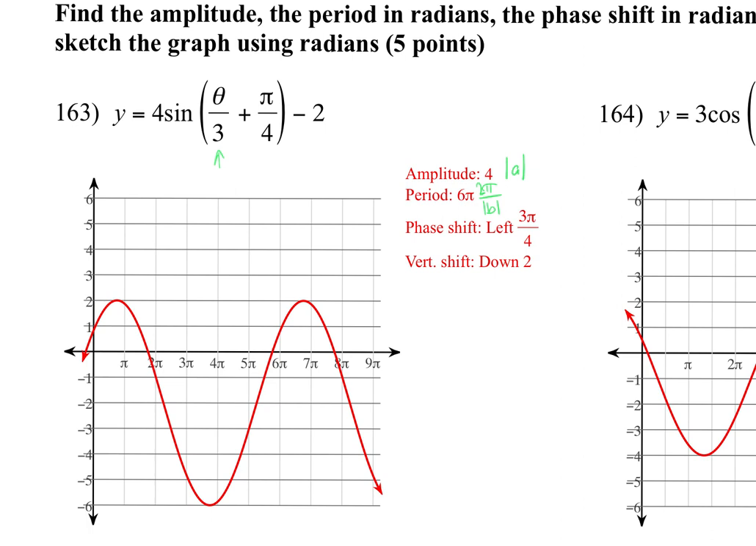Phase shift is going to be the opposite of my C over my B, all right? Remember, inside, if it's positive, it moves you left. Inside, if it's negative, it moves you right. That's why negating the C over the B helps you see if you're moving left or right. Vertical shift is always my D. That's the guy on the outside.